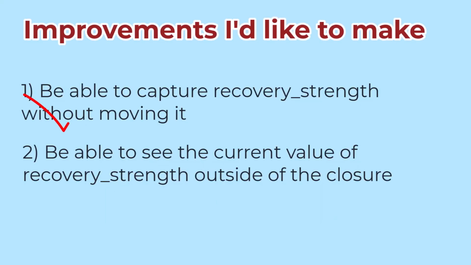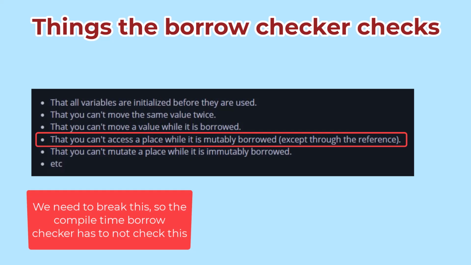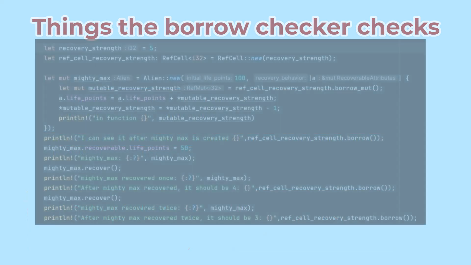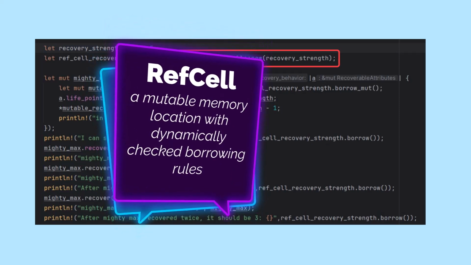But my second goal was to be able to see the value even after I've given that mutable access to Mighty Max. In order to accomplish this, we're breaking one of Rust's rules. When someone has a mutable borrow, no one else can access it. There is a way to do it, but we're going to have to sacrifice the fact that the compiler checks the borrowing rules. They're still going to be checked, but they'll be checked at runtime instead of at compile time. To do this, we have to use a RefCell wrapping around our recovery strength. A RefCell is a mutable memory location with dynamically checked borrowing rules.